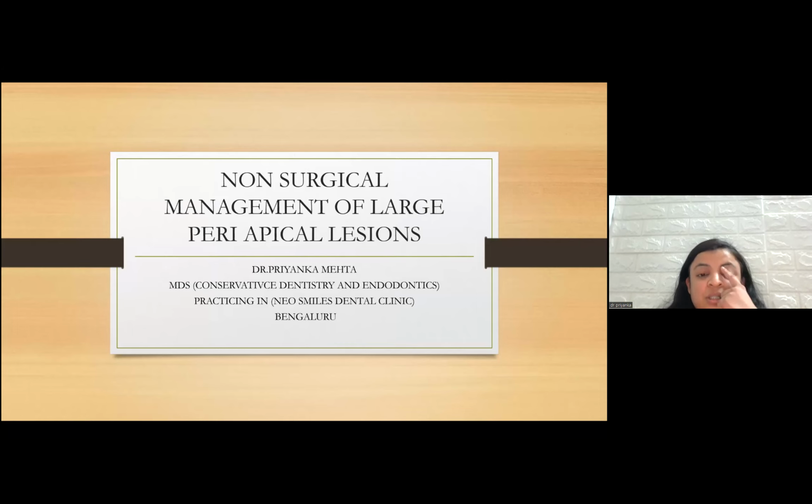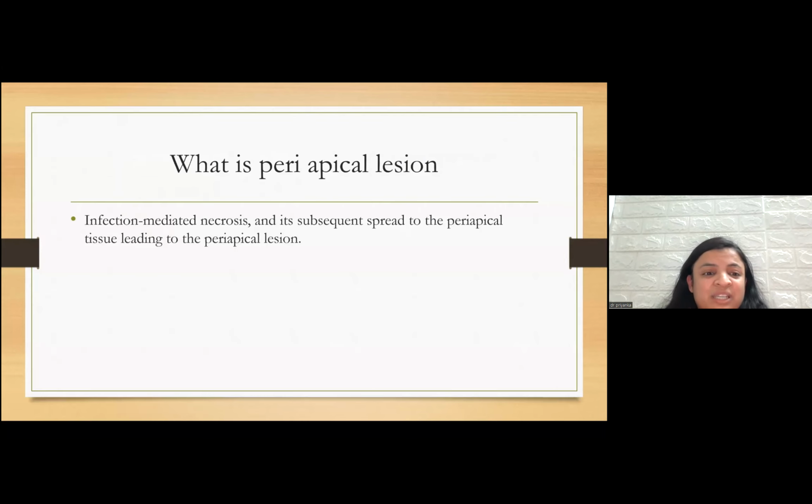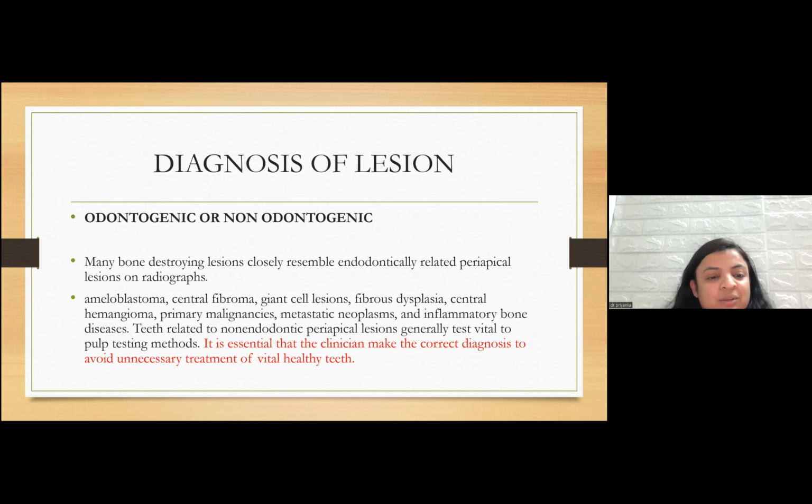Now we will start with the topic of today evening, which is non-surgical management of large periapical lesion. So basically, what is a periapical lesion? It is infection-mediated necrosis and its subsequent spread to the periapical tissue, leading to periapical space expansion, which causes the lesion formation, known as the periapical lesion. So how do we diagnose the lesion?